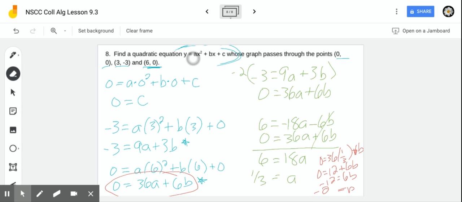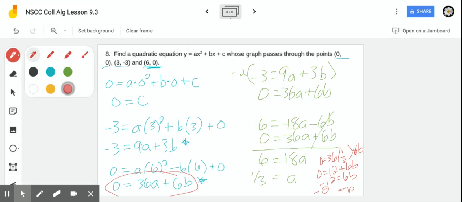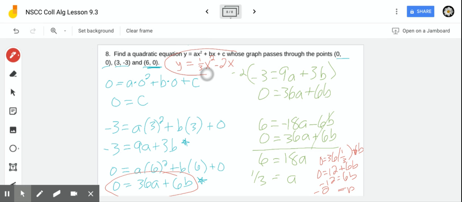So come back here, I'll put my final answer over here. I think I can squeeze it in. So our final answer is going to be y equals, we decided that a was 1/3, we decided that b was negative 2, and c is 0. So this is the equation of the parabola whose graph passes through those 3 points.